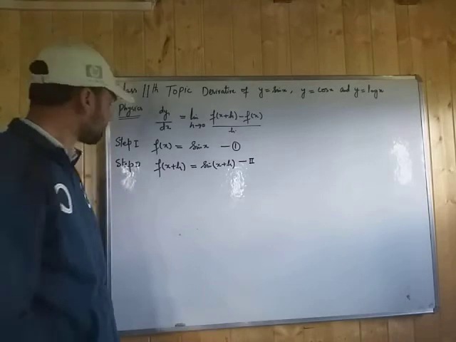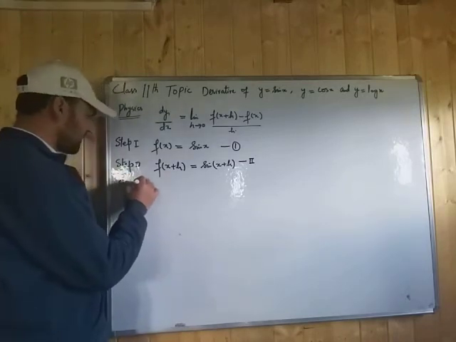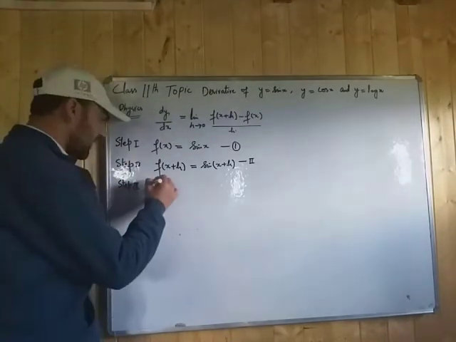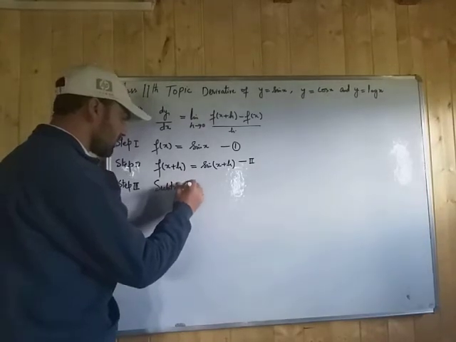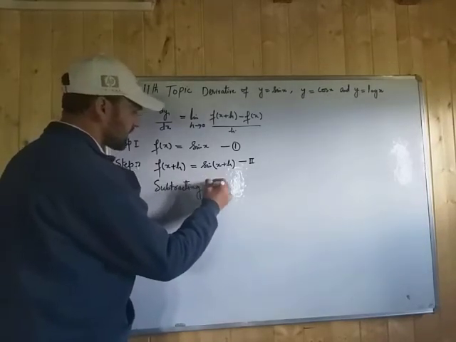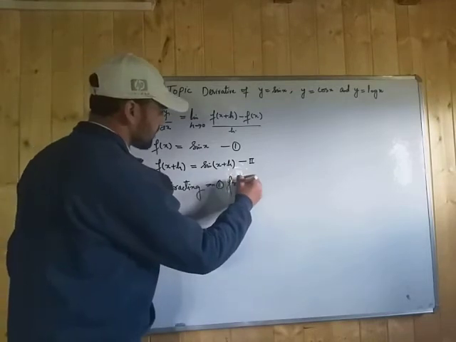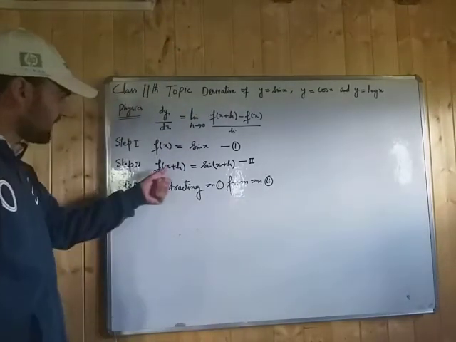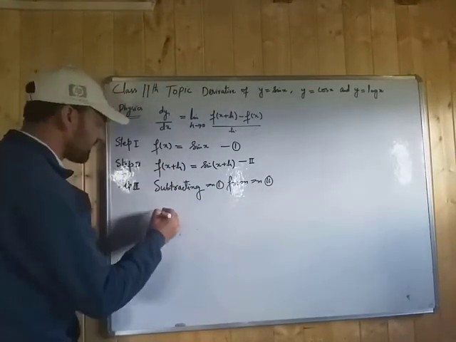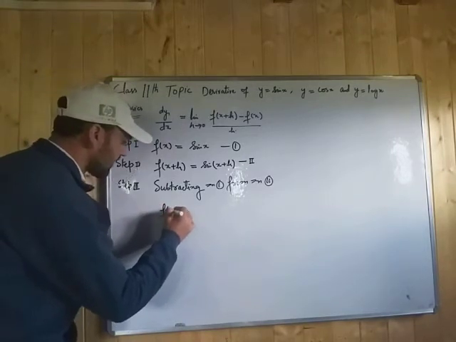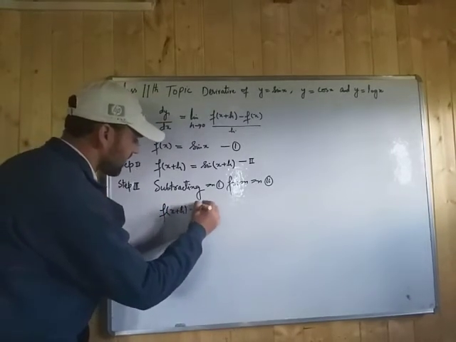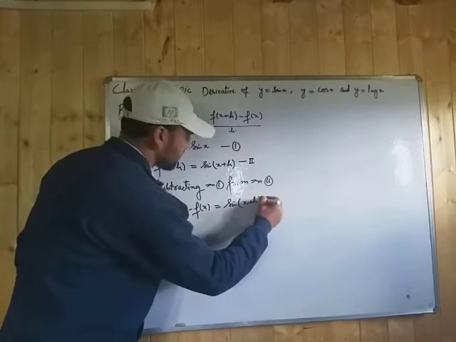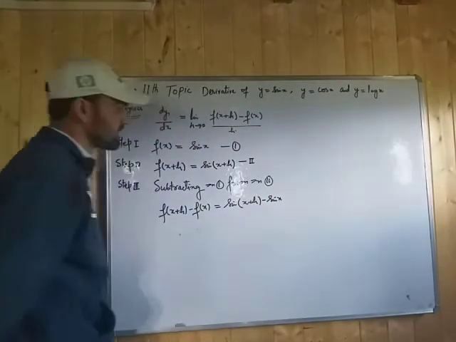Now the step third, that is, we subtract equation first from equation second. Subtracting equation first from equation second, I'll write the LHS of equation second. So that is f of x plus h minus f of x is equal to sine of x plus h minus sine of x.